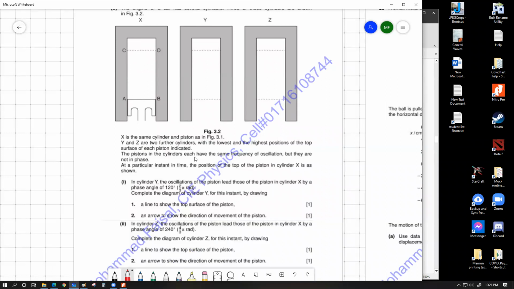Y and Z are two further cylinders with the lowest and the highest point of the top positions of each piston indicated. So they have already given us these two levels. The pistons in the cylinders each have the same frequency of oscillation, but they are not in phase, which means they would have the same type of repeated back and forth motion, but their motion would not be perfectly in phase, which means they're going to have non-synchronized same period motion.